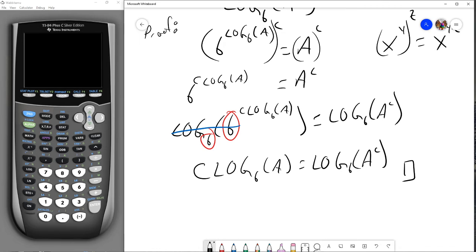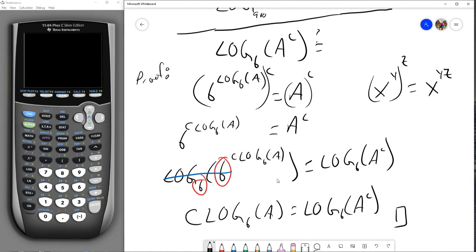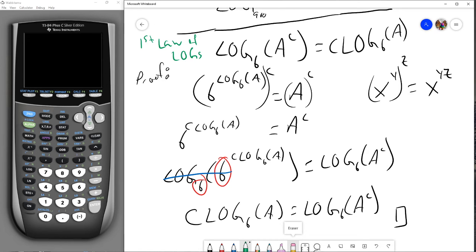So what this says is, if I plug an exponential into a logarithm, the exponent you can move out as a coefficient. So our exponent here can move out and you can just multiply it by the log. It's a very useful property and it will be made use of a lot. So c log base b of a. And this is our first law of logs. Alright, we'll put a box around that. That's one of our important fun facts about logarithms.